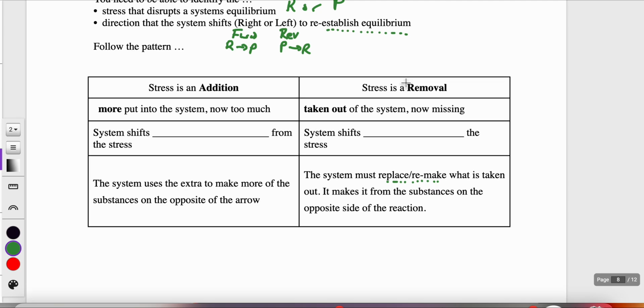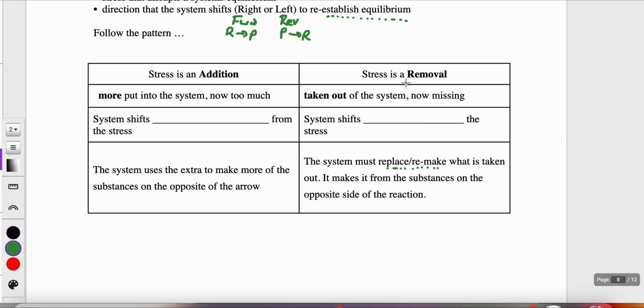So we have two major types of stresses. A stress could be described as an addition, where we add something to the system, or we increase, would be a way to describe that something's been added to the system. So basically, more is put into the system. Now there's too much of whatever was put in.